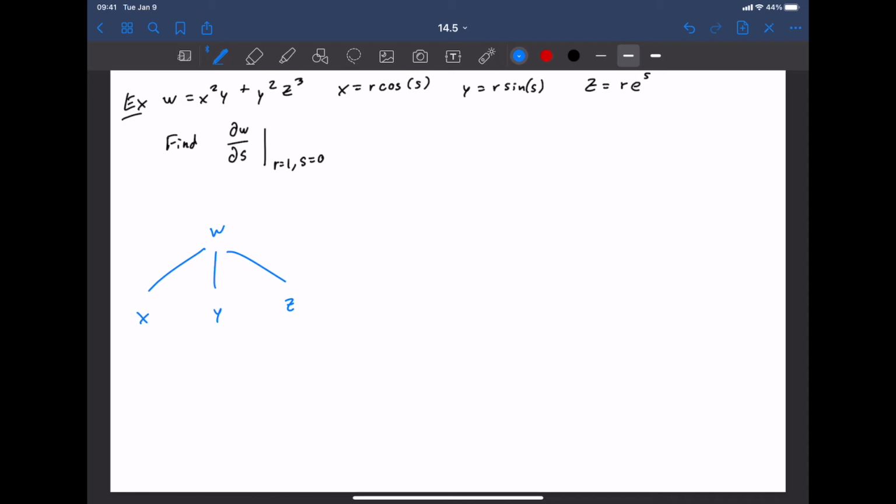3, 2, 1. Each of x, y, and z are dependent on 2 letters each. X has r and s. Y has r and s. Z has r and s. But for the derivative they're asking me about, I only really care about paths toward s.